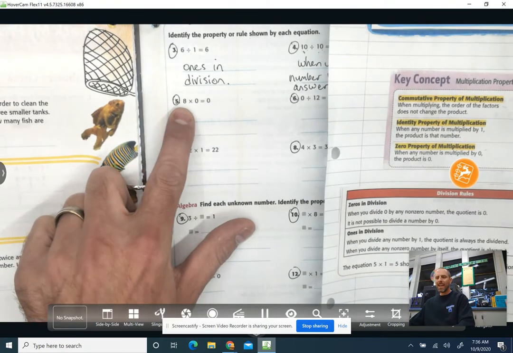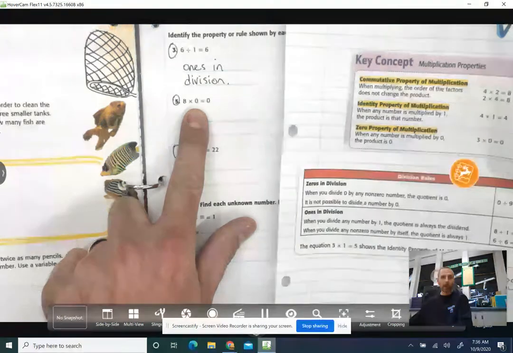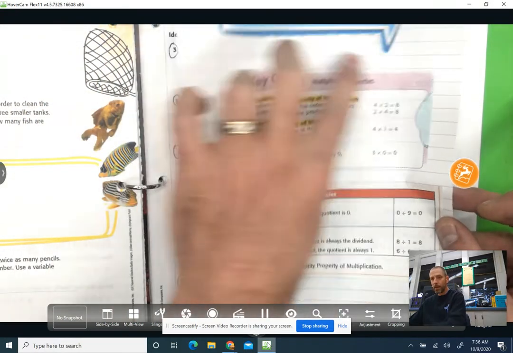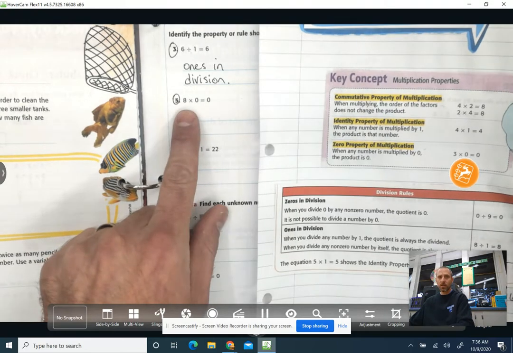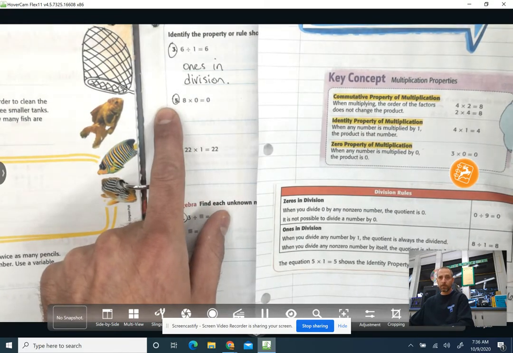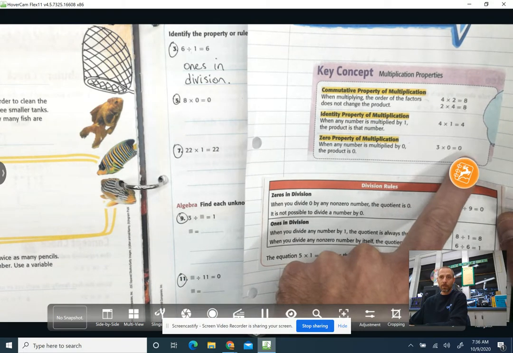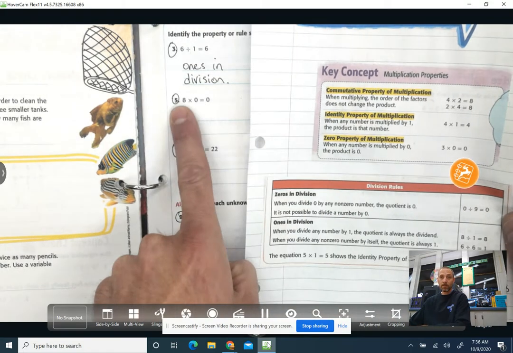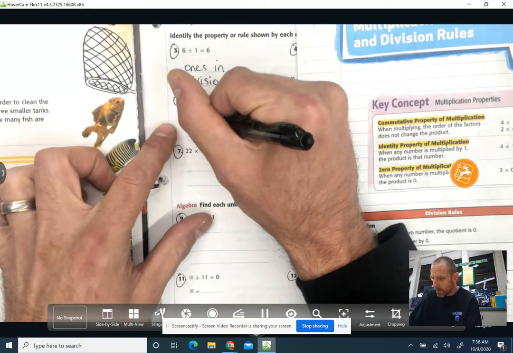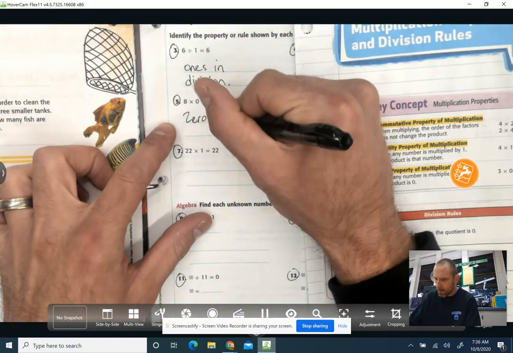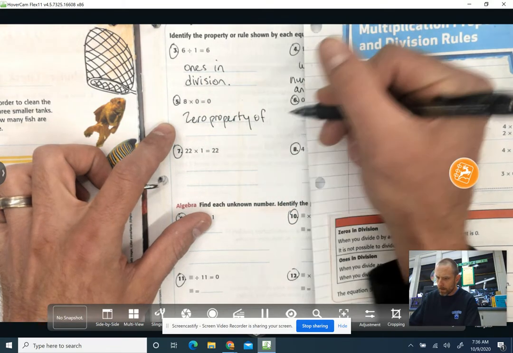Number 5, 8 times 0 equals 0. So now we're dealing with multiplication. Come up here to the multiplication properties section. Do you see a problem that looks similar to this? You have the 0 property of multiplication. 3 times 0 is 0. 8 times 0 is 0. The 0 property of multiplication.